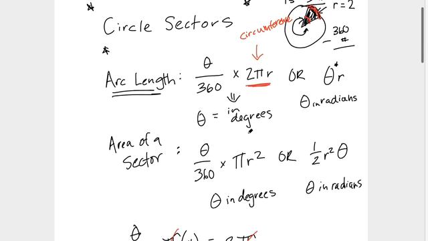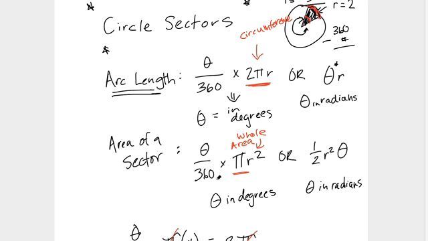And then it's the same idea with the area of a sector. You take the whole area of the circle, this is the whole area, right? And you multiply that whole area by theta over 360, or whatever your degree measure is, over 360. That fractional portion over 360 tells us the fraction of the whole circle that it takes up, and then we multiply by the whole area.